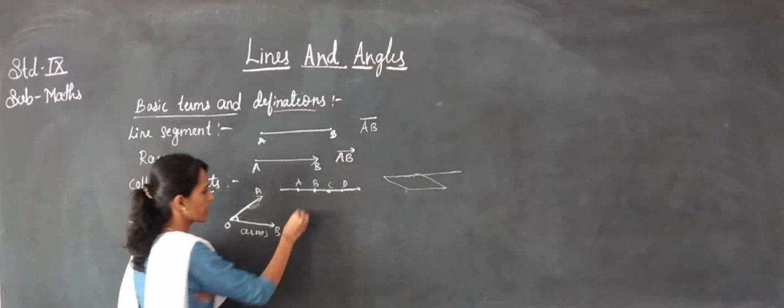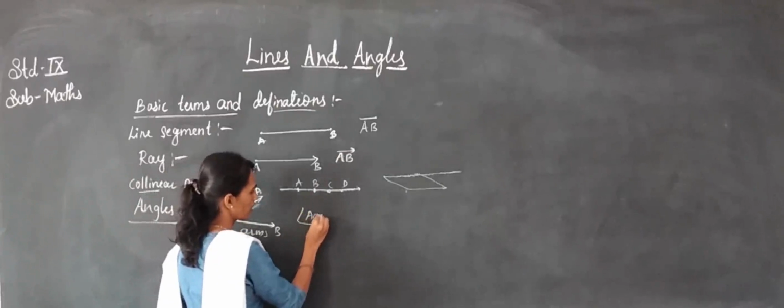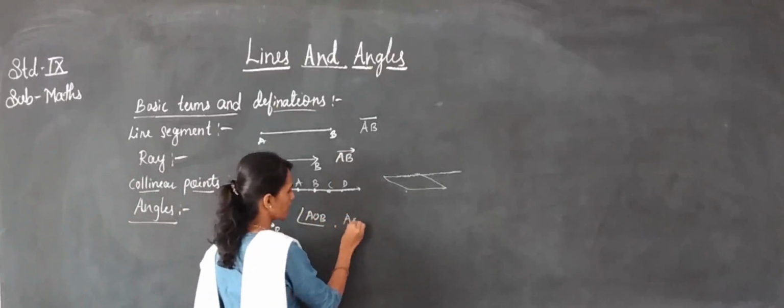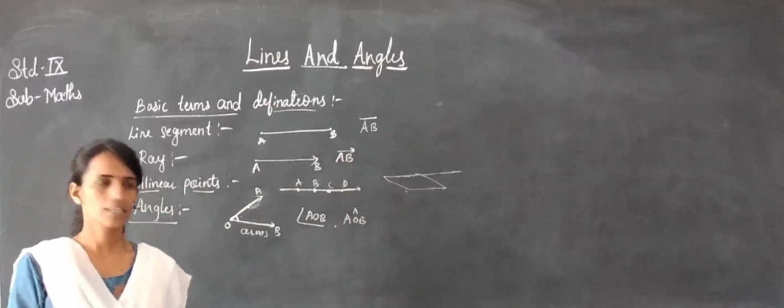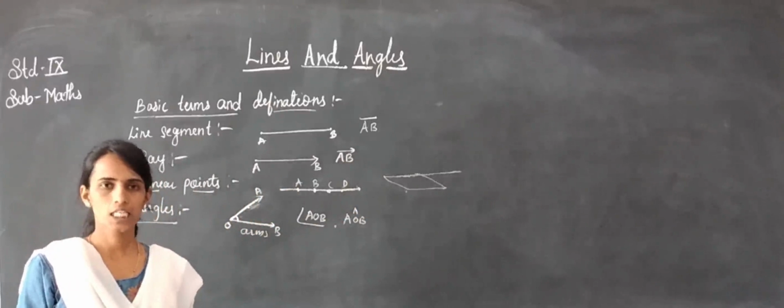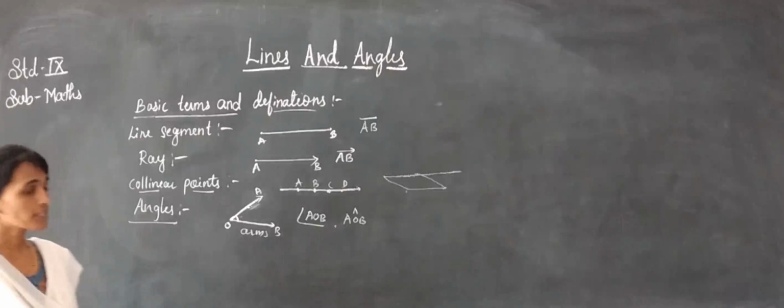We can denote it by AOB. You can write AOB with a cap on top, or alternatively by using the angle symbol. So these are the basic definitions.